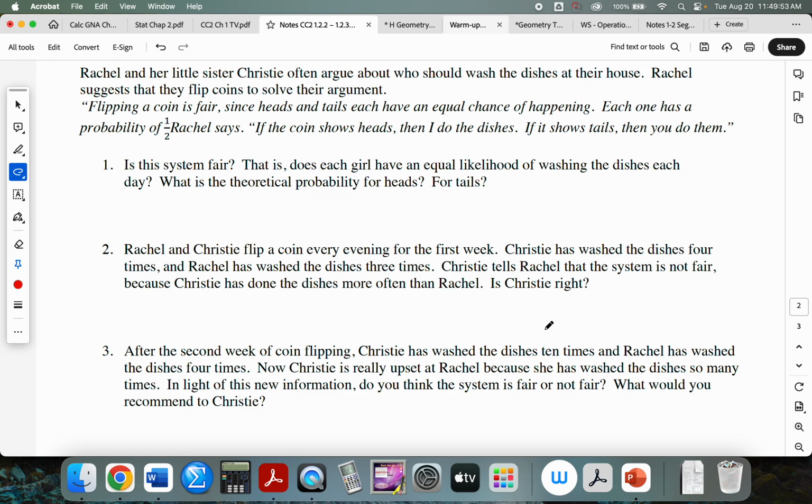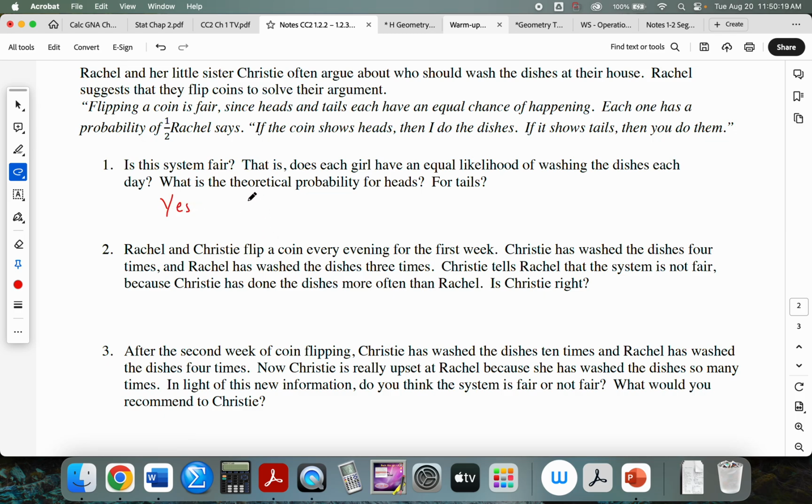If the coin shows heads, then I do the dishes. If it shows tails, then you do them. Is the system fair? That is, does each girl have an equal likelihood of washing the dishes each day? Is it fair? Theoretically, it's absolutely fair.